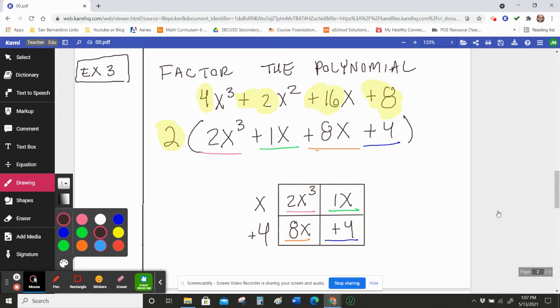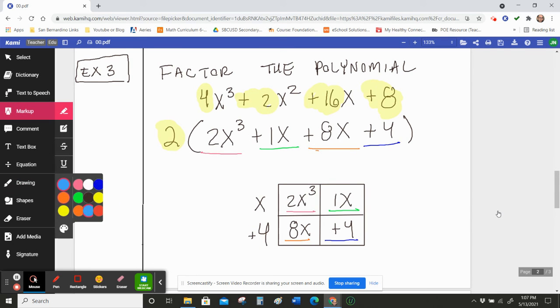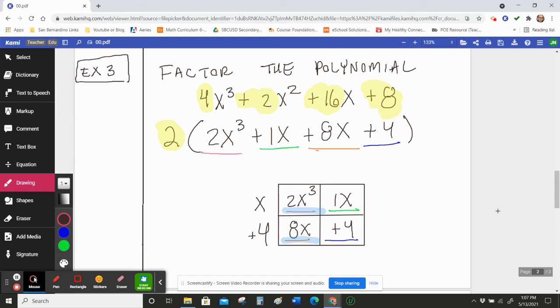Let's move on to the columns now. So what can we take out of each column? So we do this column with this column and put it on top. The number that can go out of the 2 and the 8 would be a 2. Those two values can be divided by 2, right? If we check x to the power of 3 and x, we can take out an x from both of those. So I'm going to put a 2x on top. And then I move on to the last column.